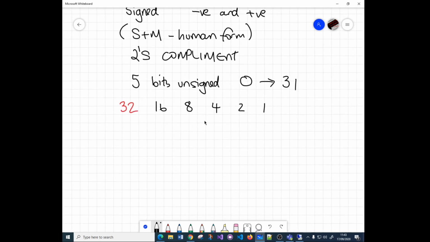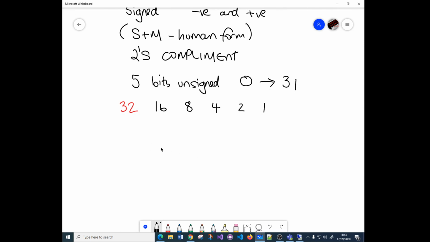When it comes to signed numbers, slightly different. So if I was to say 5 bits unsigned, what's your 5 bits signed, what question should you immediately ask? If you get a question like that, what should you be asking straight away? Using sign of magnitude or 2's comp? Yeah. What method? So we need to know the method.